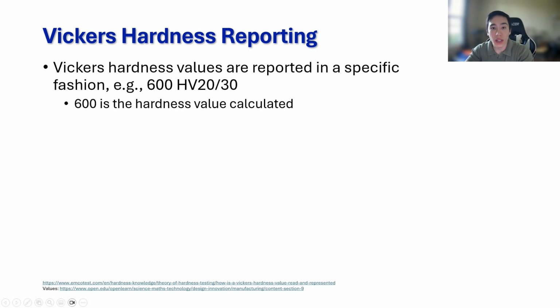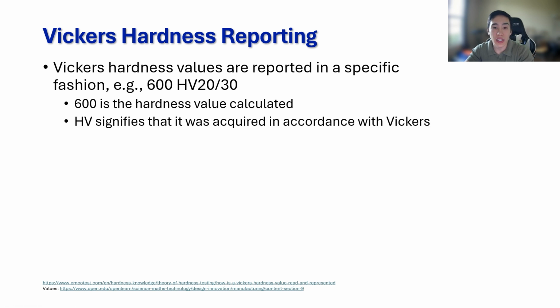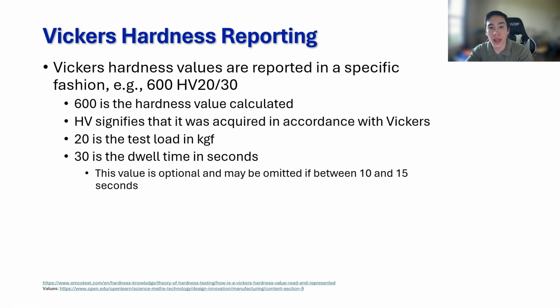600 is the hardness value that would have been calculated on the previous slides. The letters HV signify that this test was done in accordance with Vickers hardness. The 20 following the HV is the load in kilograms force. And finally, the number following the slash is the dwell time in seconds, in this case, 30 seconds. If the dwell time is between 10 and 15 seconds, this number is often omitted.